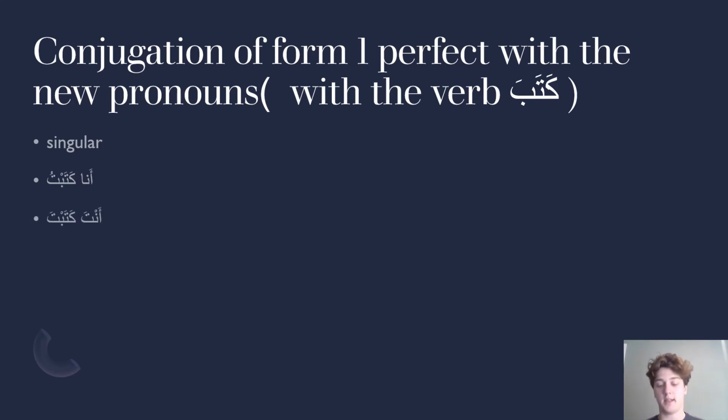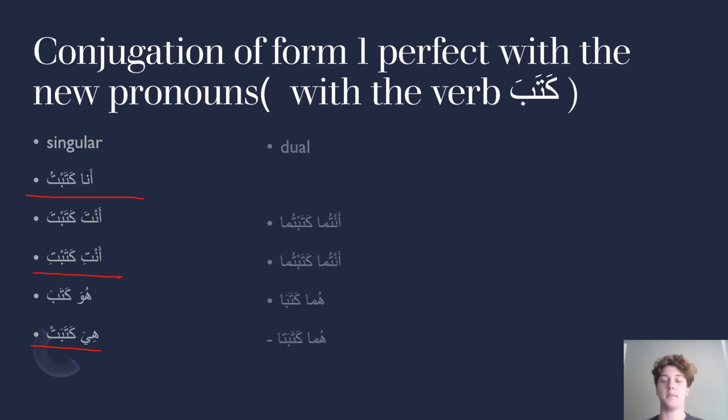Anta katabta, anti katabti, huwa kataba, and hiya katabat. So I've gone through the persons, first person, second person, third person singular, and you'll see that I've done that subsequently. So the dual, antuma katabtuma and antuma katabtuma, so they're the same in the masculine and feminine.